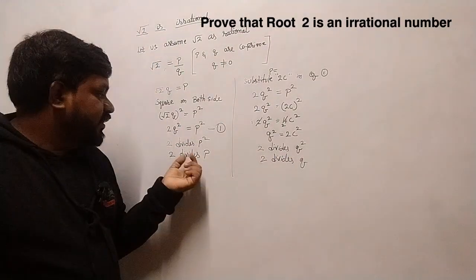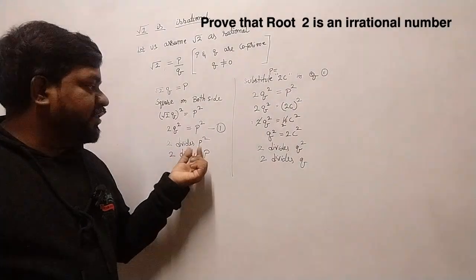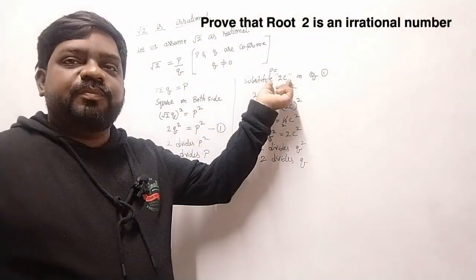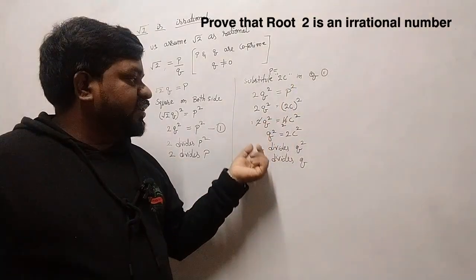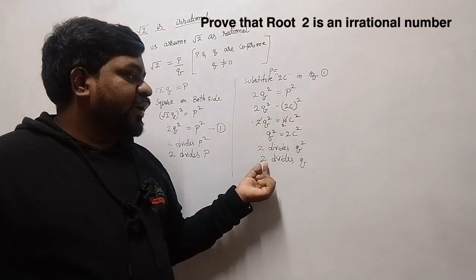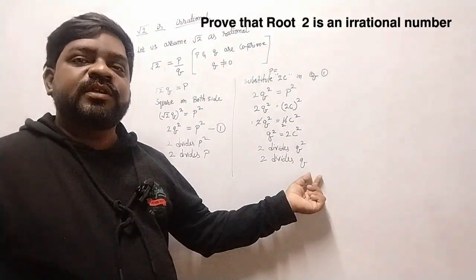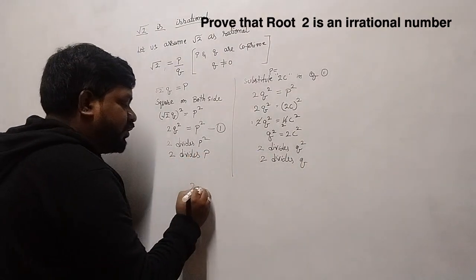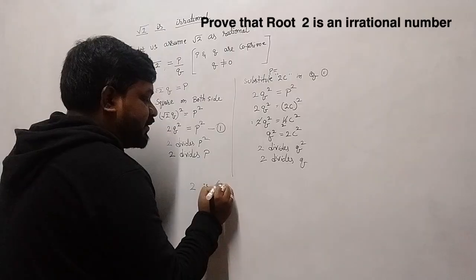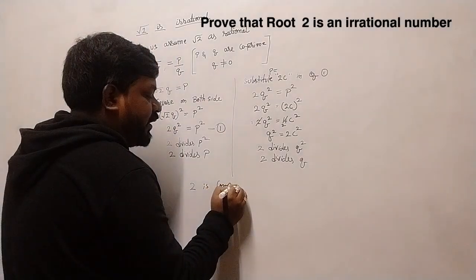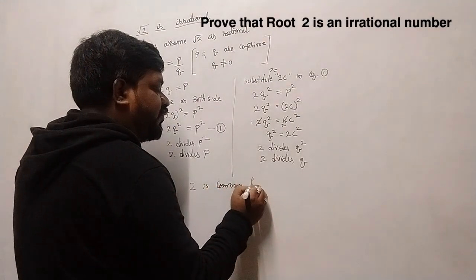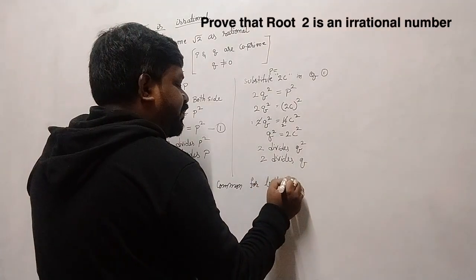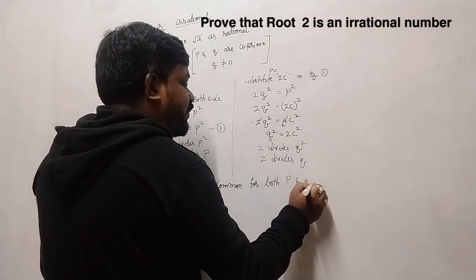You can see here the number 2 is dividing p square and p, and after taking a constant in place of p, the 2 is dividing q square as well as 2 is dividing q. So in both the cases 2 is common, right? So 2 is common for both P and Q.